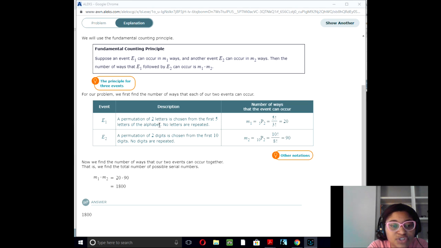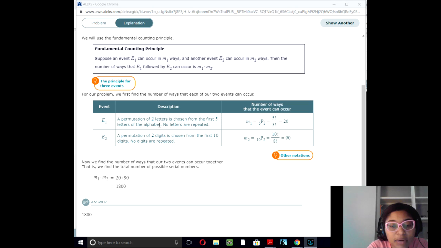Now at the bottom we have 2 digits chosen from the first 10 digits. So we have 10P2. We put the larger number up top, so we have 10 over 8. And once again, they did it the same exact way. They went 10, 9, 8, 7, 6, 5, 4, 3, 2, 1. And for 8, they did the same. They just went to 1 from 8, like 8, 7, 6, 5, 4, 3, 2, 1. So they crossed out everything on the bottom row, and then it left us on the top row with 10 and 9, or 10 times 9 equals 90.